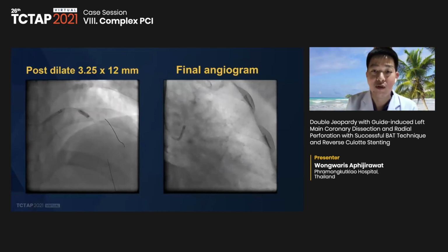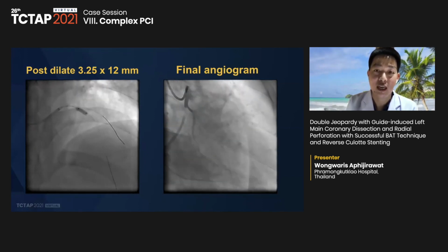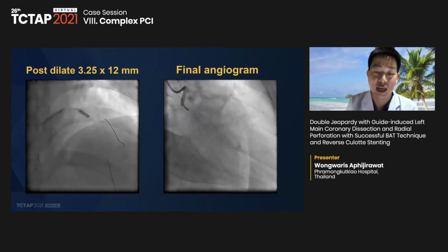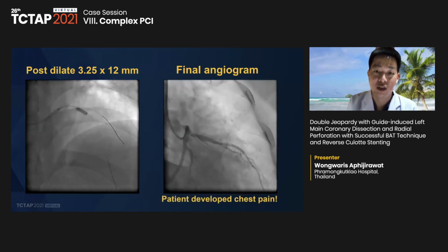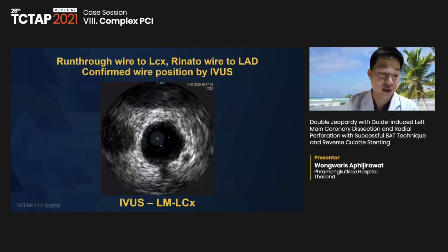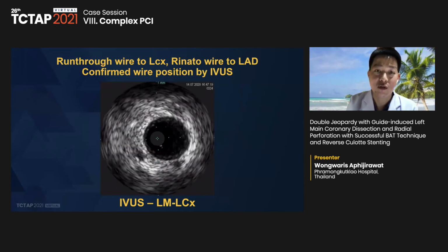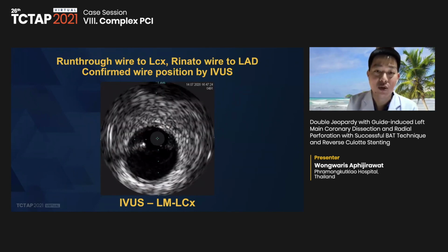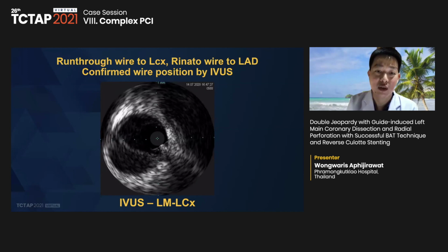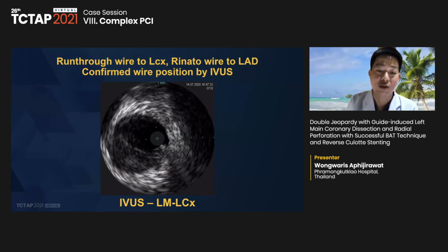But when we performed the final angiogram, it showed a left main dissection that extended into the circumflex, the dominant vessel, and the ostial marginal branch. The patient developed chest pain at this point. So we immediately placed a wire through to the circumflex and a retrograde wire to the LAD, and we used IVUS to confirm whether my wire position was in the true lumen or the false lumen. You can see in this video at the inferior segment that the dissection flap extends from the left main into the circumflex ostium.